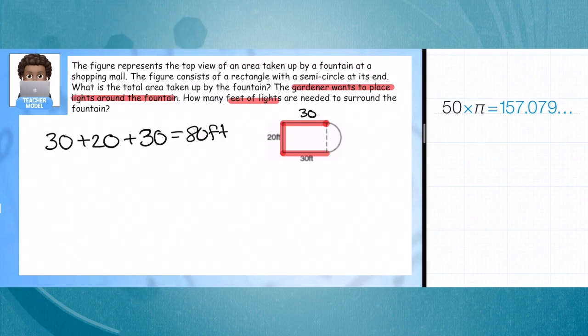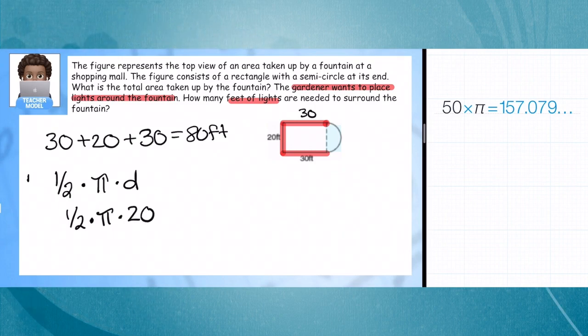Now we need this curved part. And this curved part, again, is going to be just half of our circumference. So I want 1/2 of the circumference. So C equals pi d, and we know that the diameter is 20. So 1/2 times pi times 20. 1/2 times 20 is 10 pi.